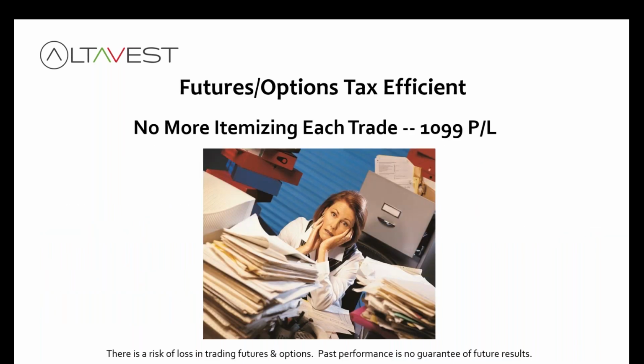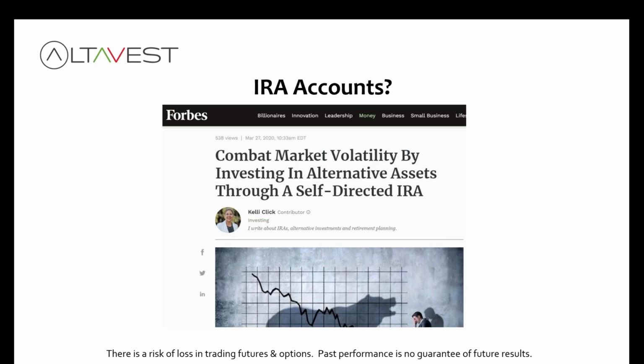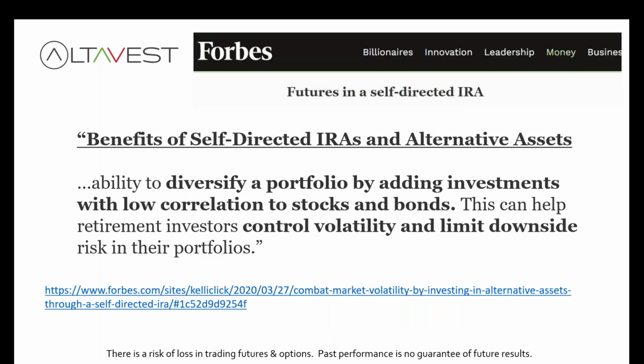And also no more itemizing. That's a real pain, isn't it? So you just get your 1099. And IRA. People ask all the time. Yes, we have IRA accounts every week. So self-directed IRAs are available through us. There are some financial and experience requirements, so ask us about that. So we do like the idea of an IRA if it's right for you. You can help diversify your portfolio, adding investments with a low correlation to stocks and bonds. So we like that a lot.